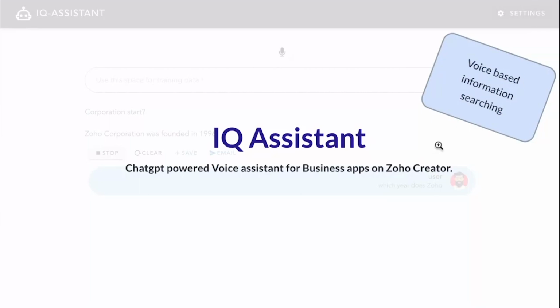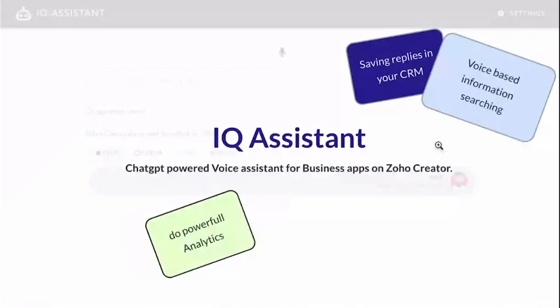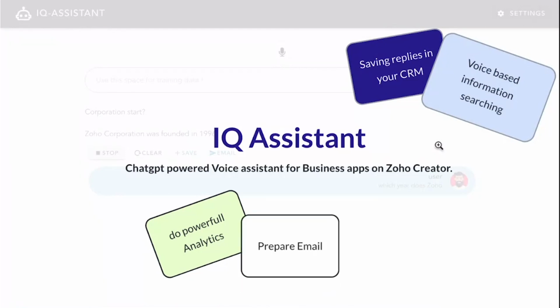Whatever reply you're getting, you can directly save it here inside CRM. You can do powerful analytics since you have access to the JavaScript SDK. You can fetch the data from your Creator app and get GPT to analyze that data and answer a few questions on top of it. It can also help you prepare an effective email. For example, you want to create a sales negotiation email, you can do that, and in a single click, send that email directly from here.